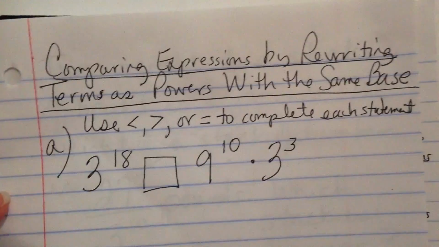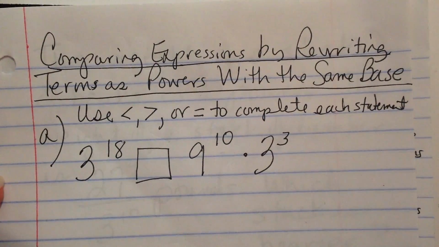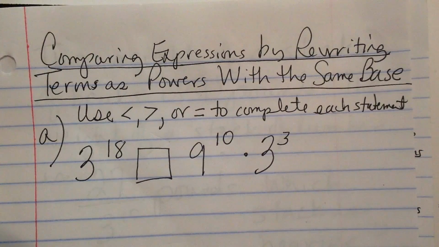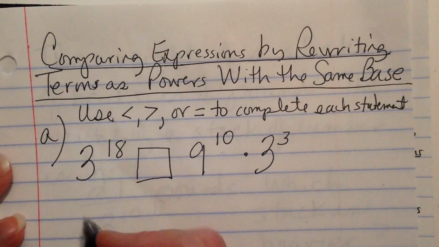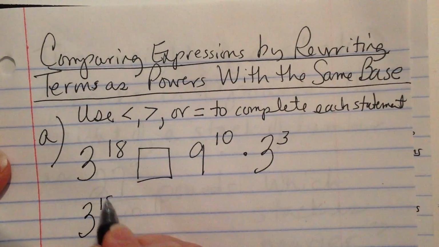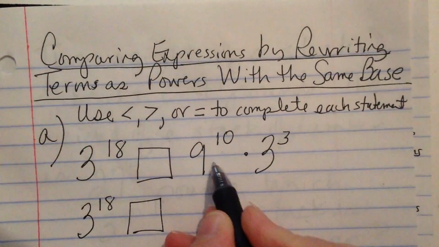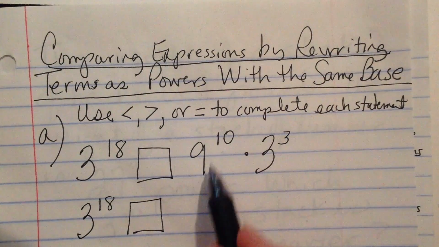Let's look at this one. Comparing expressions by rewriting terms as powers with the same base. Use less than, greater than, or equal to complete each statement. Well, the left side's already raised from base 18. Let's work on the right-hand side.